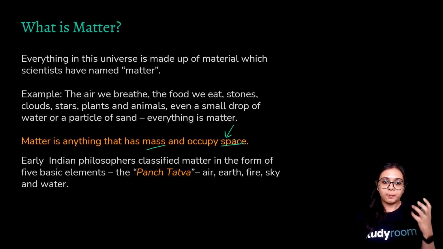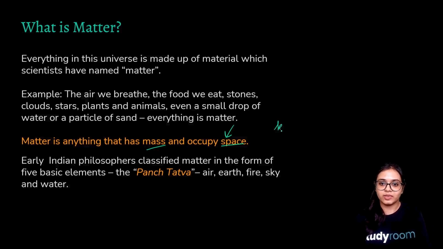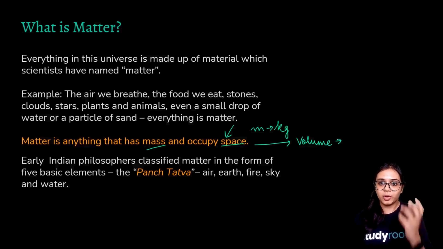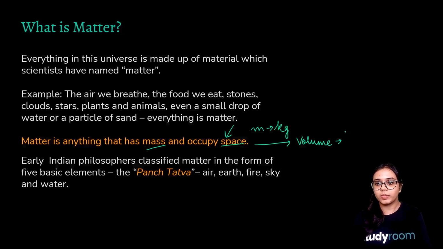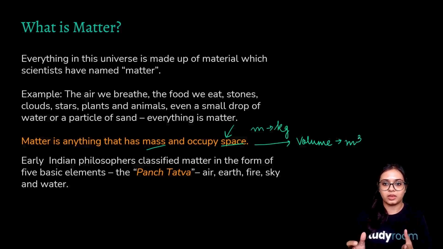So, we can measure mass and we can also measure space. We can measure mass by a unit that is known as kilogram. The SI unit of mass is kilogram. And we can measure space by determining the volume of the particular thing. The SI unit of volume, the standard through which we can measure a volume, is cubic meter. So anything that has mass and that occupies space, that has some volume in it, is known as matter.